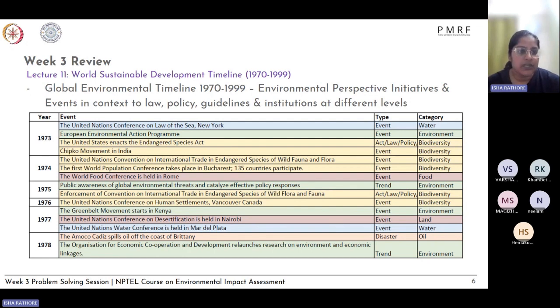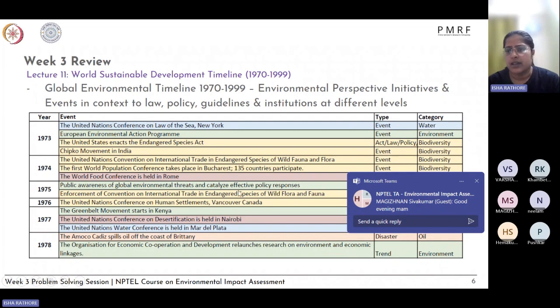1977 was the Green Belt movement in Kenya, the United Nations Conference on Desertification, which was held in Nairobi. United Nations Water Conference was also held in Mar del Plata. In 1978, we had an oil spill at the Amoco Cadiz off the coast of Brittany. So that was the first disaster, which again triggered the environmental awareness towards these sort of disasters which were happening.